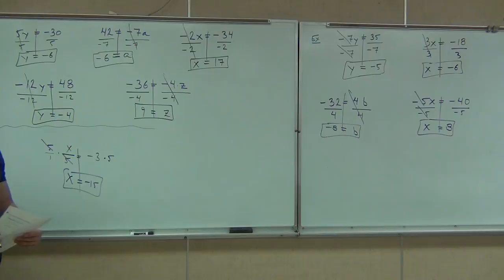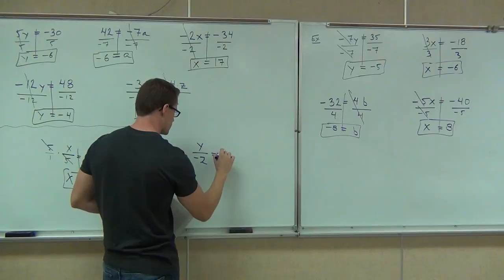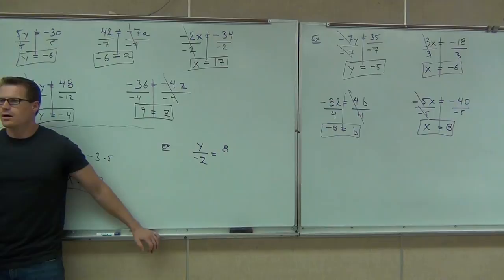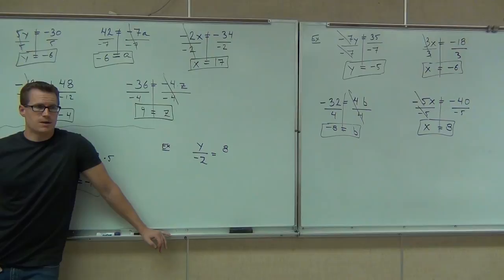Let's try another one together, then I'll give you 2 more on your own, and we'll talk about chapter 3. y over negative 2 equals 8. What are we trying to get rid of in this example? Now, negative 2, how are we going to get rid of negative 2? Multiply. Why are we going to multiply? Positive 2. Well, why are we going to multiply? I know we're going to multiply by something. Why are we doing that?